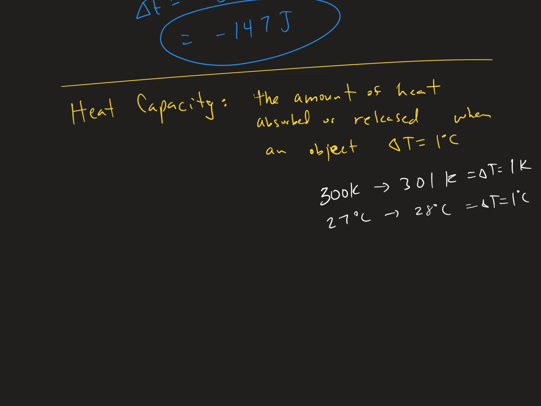So the equation for heat capacity is a capital C equal to the amount of heat divided by the change in temperature. So this is capital C, heat. Is that Q? Yes, that's a Q. C equals Q over delta T. Thank you. Okay.